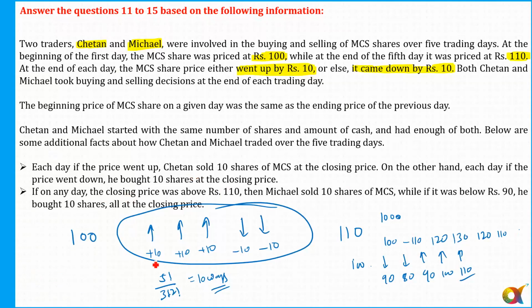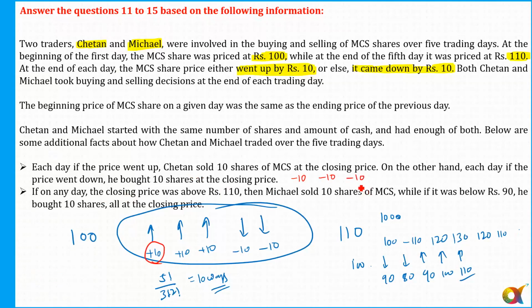Now we know that the price went up on how many days? 3 days. So on 3 days, Chetan will sell 10 shares. Okay, so on 3 days, Chetan will sell 10. So whatever the number of shares Chetan has got initially, on one day it will be reduced by 10, on another day it will be reduced by 10, on another day it will be reduced by also 10.